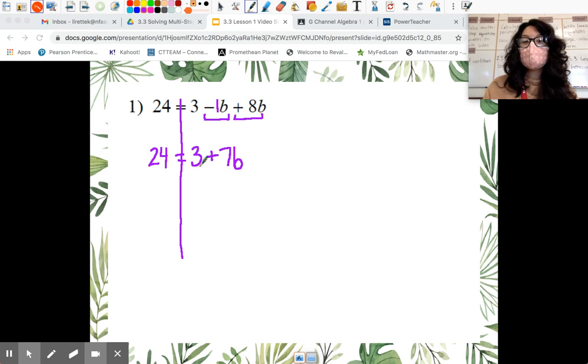I'm going to undo my constant first. It's understood to be a +3, so I need to subtract it from both sides. That's going to give me 21 on the left, and I still have that positive 7b on the right. This number, which is touching the variable, is understood to be being multiplied with that variable.